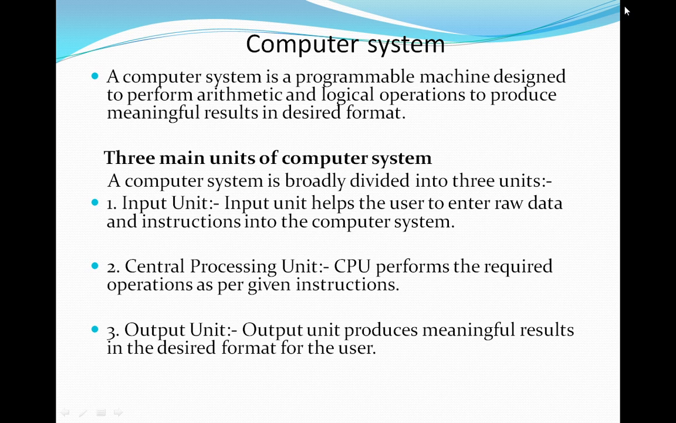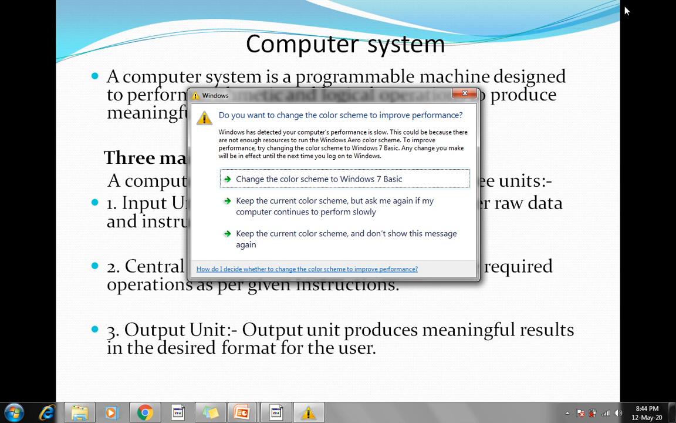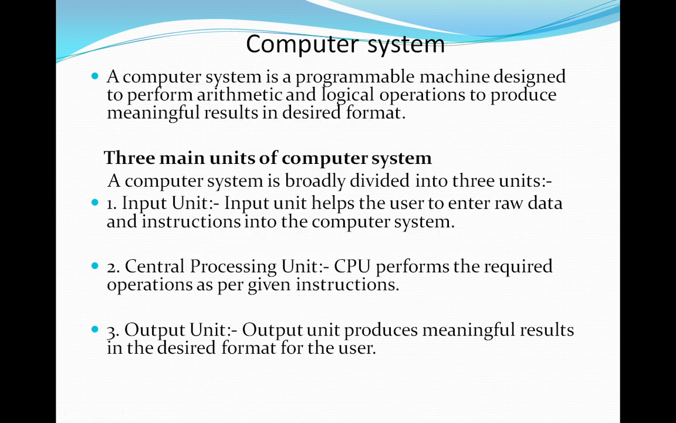There are three main units of a computer system: the input unit, the central processing unit, and the output unit. The input unit helps the user enter raw instructions, or raw data, into the computer system. The central processing unit processes the input and provides the desired output. The output unit is responsible for producing meaningful results and displaying them to the user in the desired format.